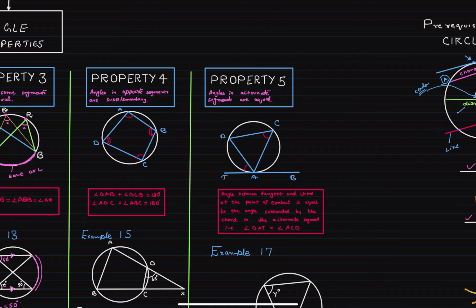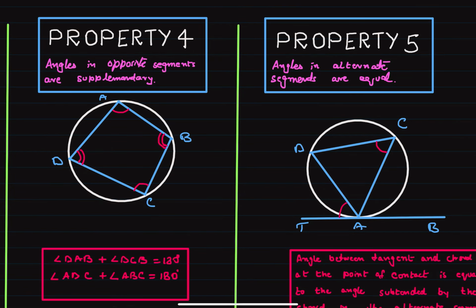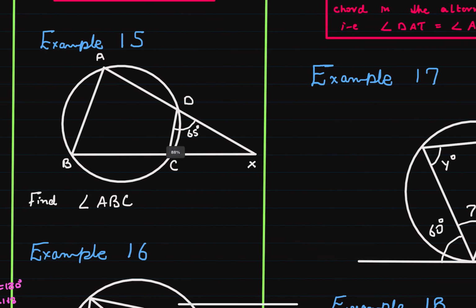Angles in the opposite segments are supplementary. So, this is what we call a cyclic quadrilateral: a quadrilateral which has all four vertices on the circumference of the circle. Then angles in the opposite segments are supplementary. That means the sum of angle A and angle C is 180, and the sum of angle B and angle D is also 180, right? Now see this example 15, how we apply that.